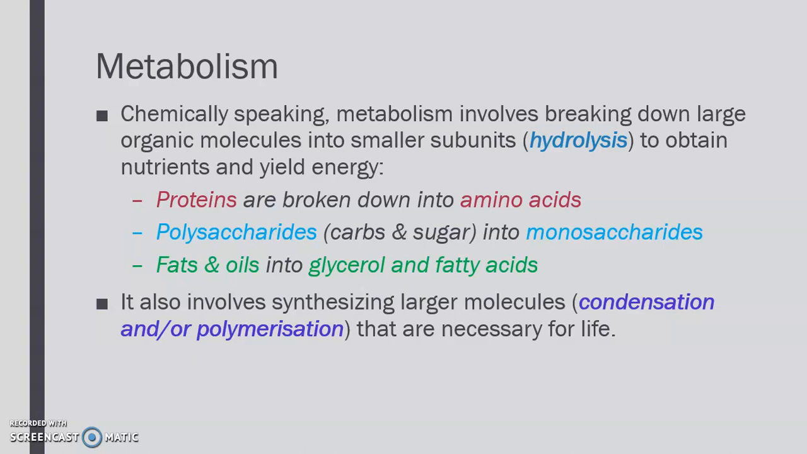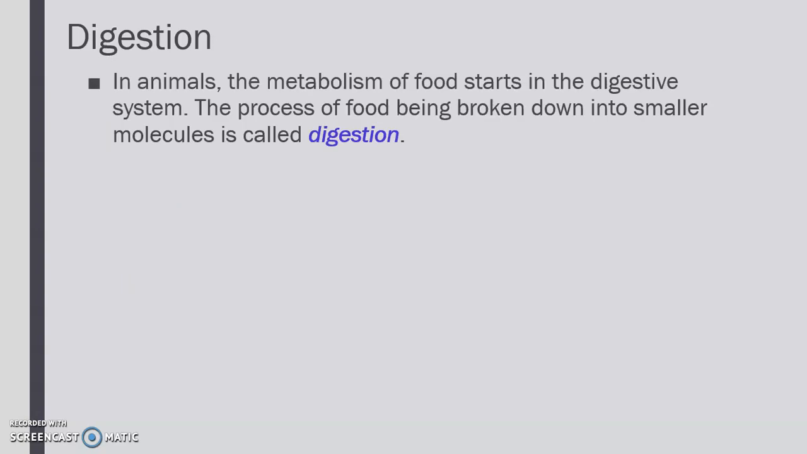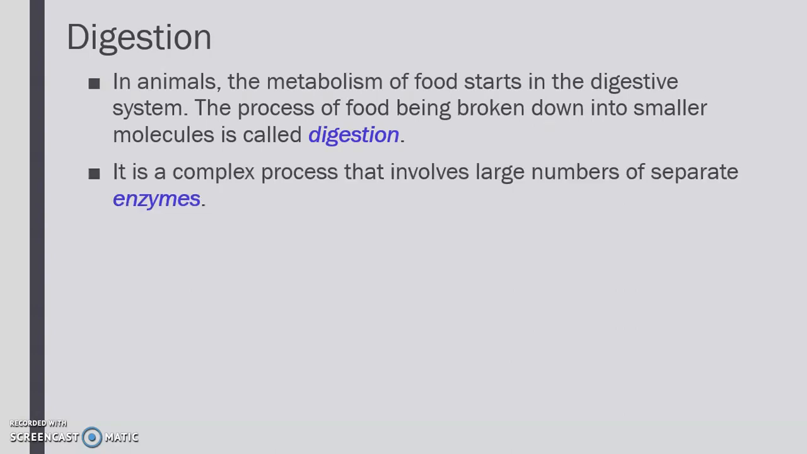So this is the process. We eat the entire big food molecules. Our digestive system breaks them down and then transports them through the bloodstream to a place where they're needed. And then at that place, they get resynthesized into those larger molecules to be able to function. So the metabolism of food starts with the digestive system. The process of being broken down into smaller molecules is called digestion.